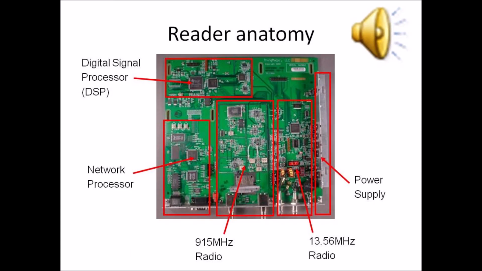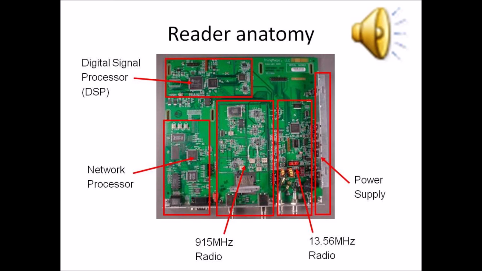This slide is the reader anatomy. It operates with radio frequency. So there are two different frequency ranges. Either it could be 13.56 MHz or 915 MHz, and then you have a basic power supply because the reader has to be powered.